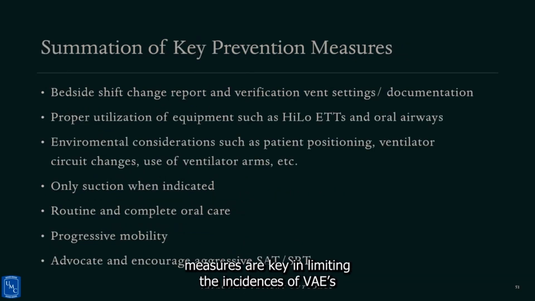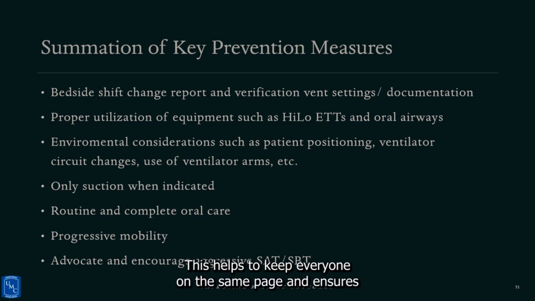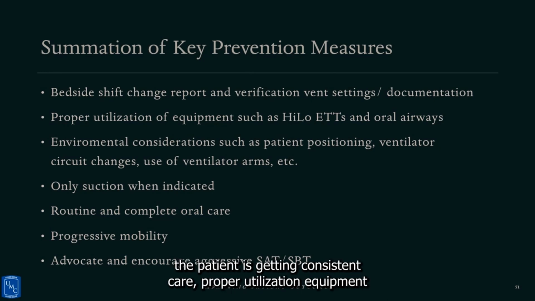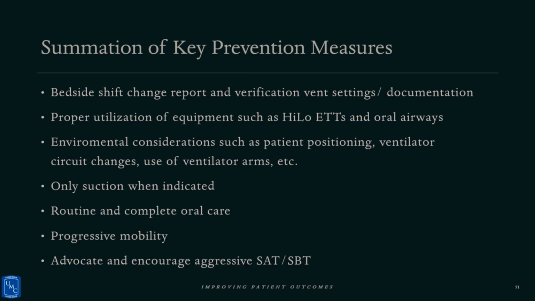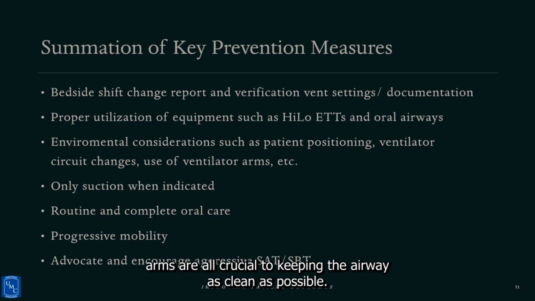In summary, prevention measures are key in limiting the incidences of VAEs. Bedside report and verification of vent settings is very important for all interdisciplinary team members. This helps to keep everyone on the same page and ensures the patient is getting consistent care. Proper utilization of equipment such as high-low ET tubes or airways is also beneficial. Proper cleaning techniques and the use of subglottic suction helps to remove any harmful secretions. Environmental considerations such as patient positioning, ventilator circuit changes, and use of ventilator arms are all crucial to keeping the airway as clean as possible.